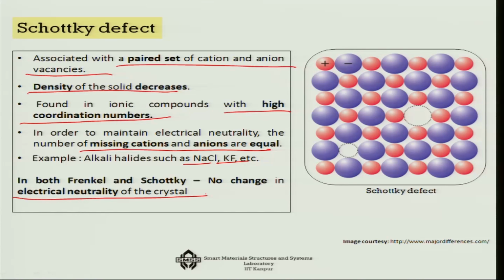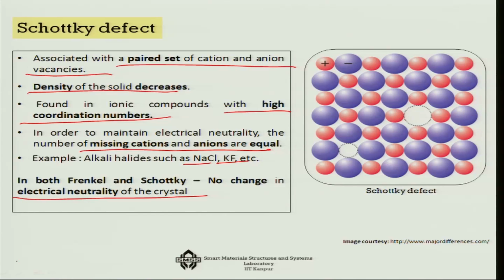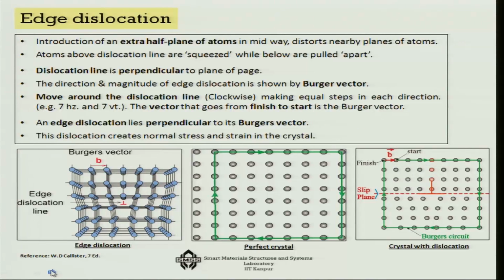So, thus we have gone through various types of point defects. We have talked about vacancy defects, interstitial defects, substitutional defects, and then Frenkel and Schottky defects. Now, let us look at the linear counterpart. We are now going to line defects or dislocations.